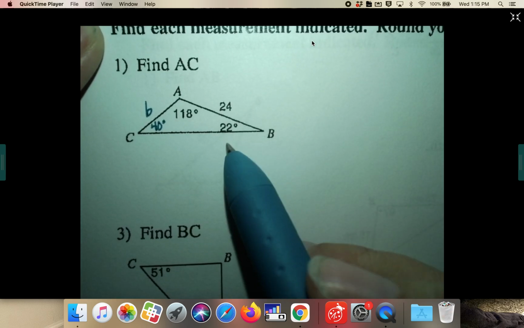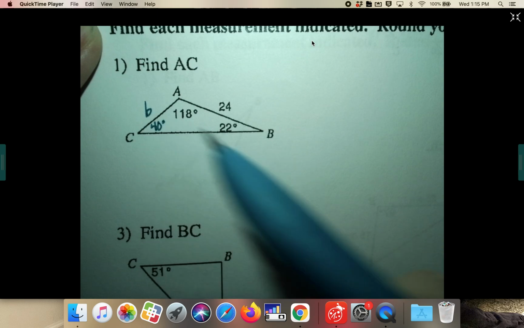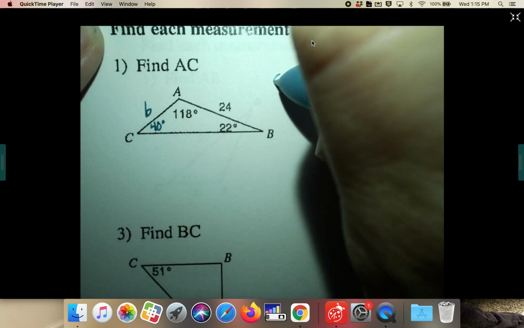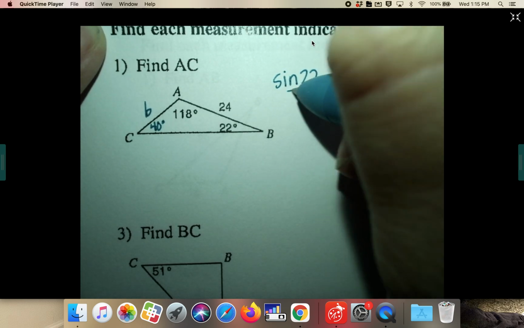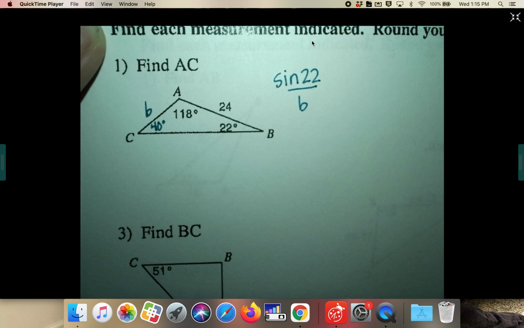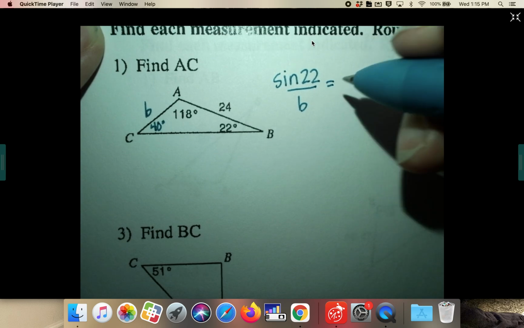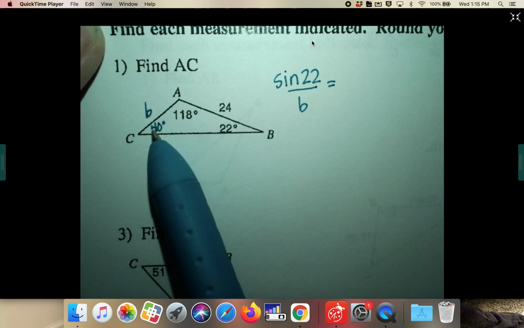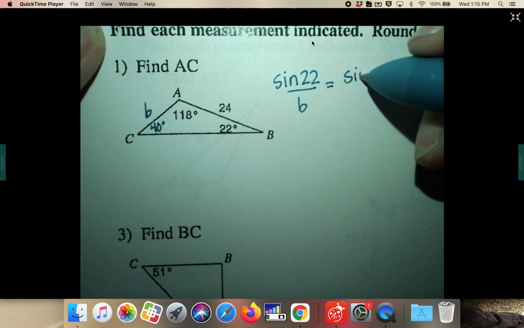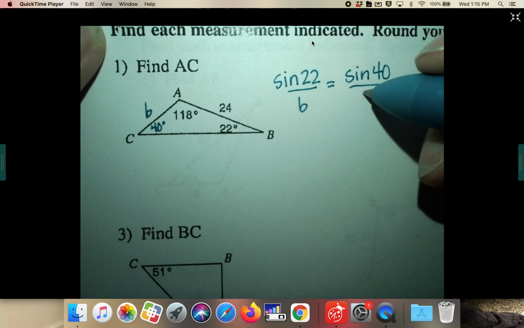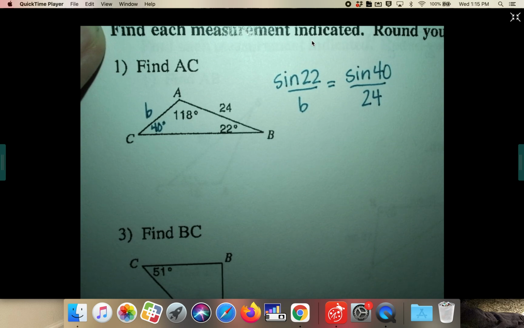So I'm going to set up sine 22 over b. So sine 22, that's sine of capital B, over lowercase b that we don't know. That's what we're trying to find. And that's equal to sine 40 over 24. Sine 40 over 24. Okay, and all you're going to do is the bat and the ball.